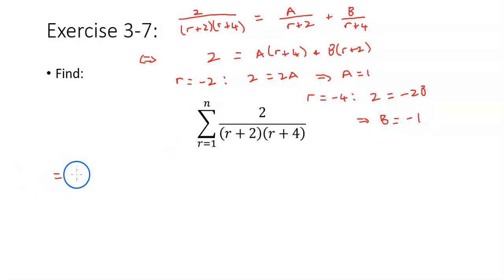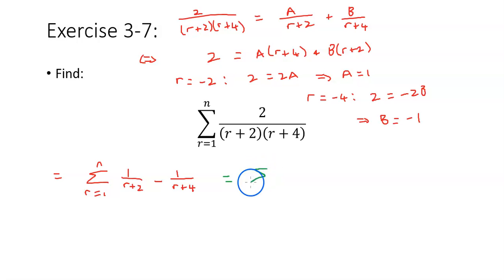And so this thing is actually equal to the sum from r equals 1 to n of 1 divided by (r plus 2) minus 1 divided by (r plus 4). Now the next question is, what do we do here? Because it doesn't look like we have some function that we can use the method of differences on, obviously. But then we stare at it for a little while and we say, well, okay, actually, the only thing that's missing in between the r plus 2 and the r plus 4 is an r plus 3.